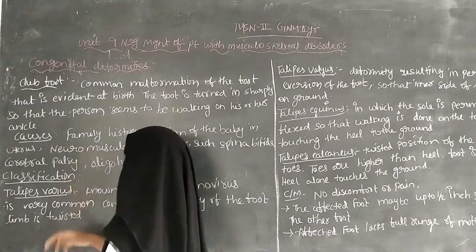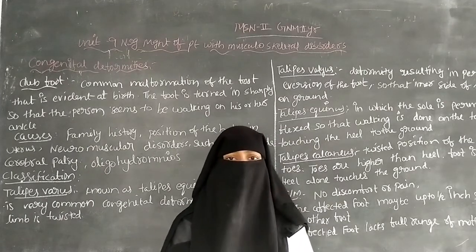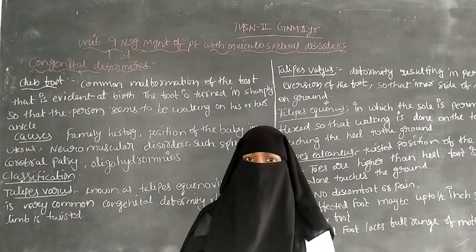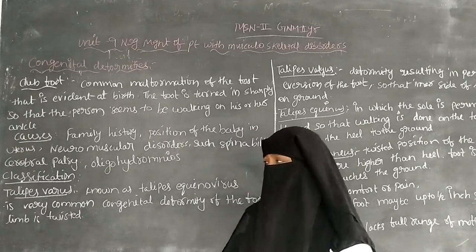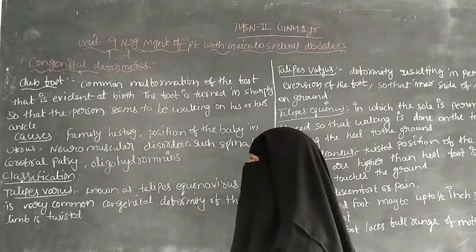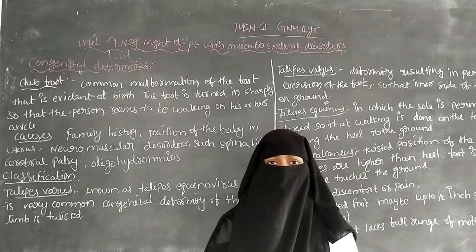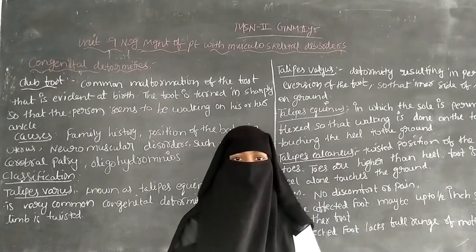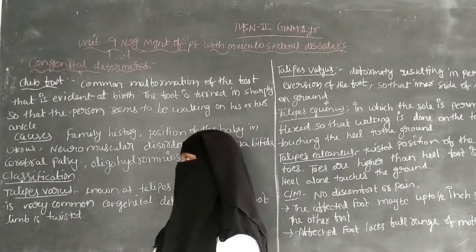The causes include the family history. If the family members have any history of clubfoot, there are more chances of getting clubfoot in the family. Next is the position of the baby in the uterus. During the development of the fetus in the mother's womb, an improper position of the fetus can also cause clubfoot.